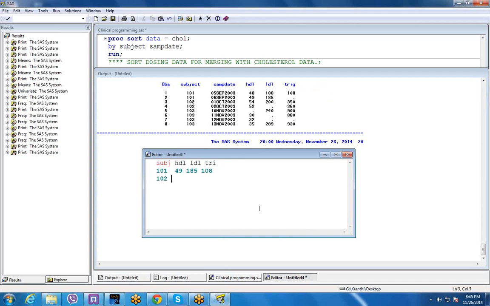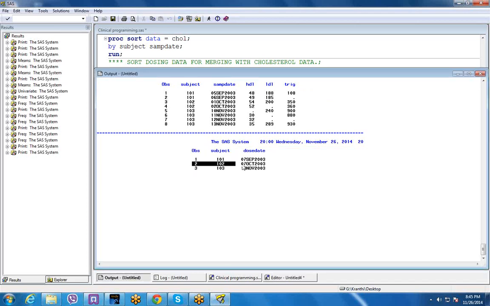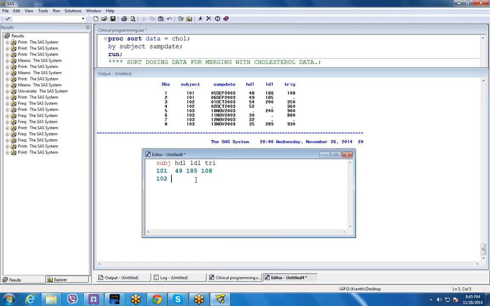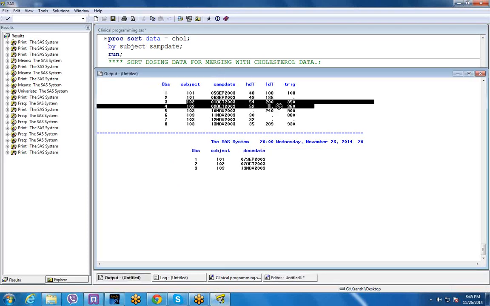Then what about the 102 patient? Dose given to the patient on 7th October, and these are the values of 102. 7th October means 2nd October the data is there, so how many days is between? 5 days. Okay, up to 5 days we can consider. So we can take the 52 as HDL, then no data is there in the LDL, so you should not bring this one because there's a limit.